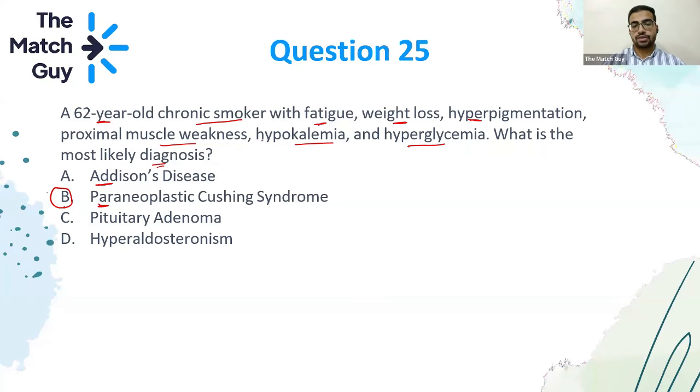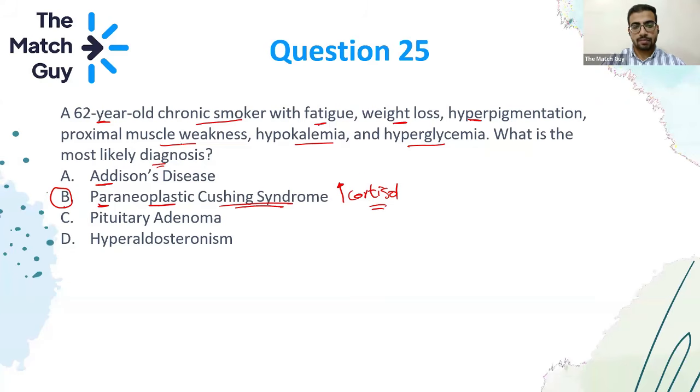First of all, how are we going to approach this question? It's paraneoplastic Cushing syndrome. What is Cushing syndrome? Cushing syndrome is basically a pathological increase in cortisol. So what does cortisol do, and when it increases pathologically, what's going to happen?